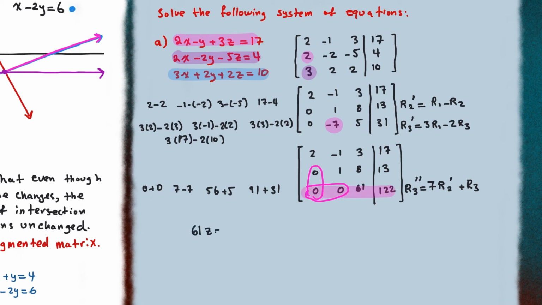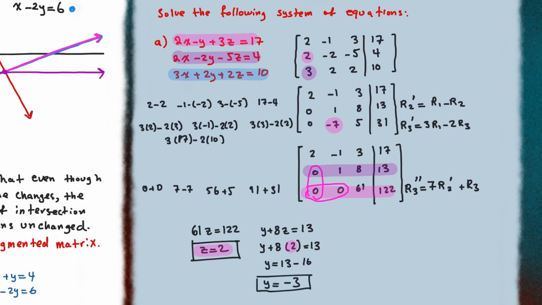We're going to have 61 times z is equal to 122. Divide by 61 to get z is equal to 2. Then from the second row we have 1 times y plus 8 times z is equal to 13. That's y plus 8 times 2, because z is 2, is equal to 13, and we're going to rearrange to get y is equal to negative 3.